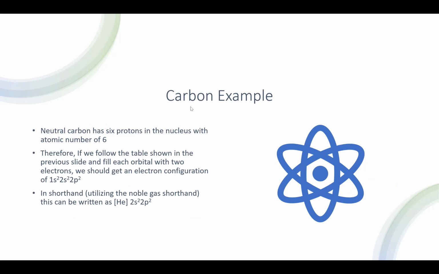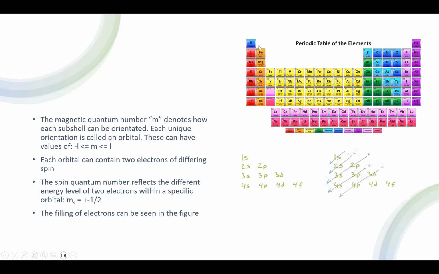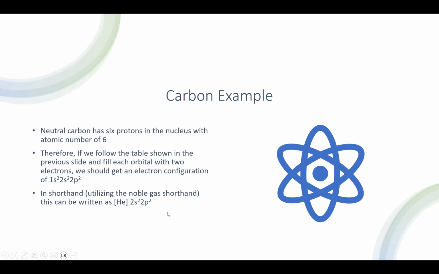Neutral carbon has 6 protons in the nucleus, with an atomic number of 6. Therefore, if we follow the table shown in the previous slide and fill each orbital with 2 electrons, we should get an electron configuration of 1s2, 2s2, 2p2. So that's 1s2, 2s2, and then 2p2. In shorthand, we can use the noble gas notation, where we use helium and then 2s2, 2p2.